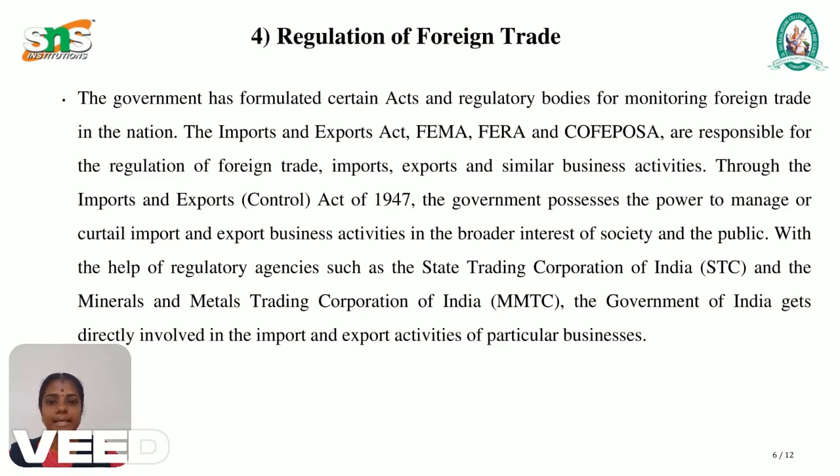Through the Import and Exports Act of 1947, the government possesses the power to manage import and export business activity in the broader interest of society and the public, with the help of regulatory agencies such as the State Trading Corporation of India and the Minerals and Metals Trading Corporation of India. The government of India gets directly involved in the import and export activities of a particular business.